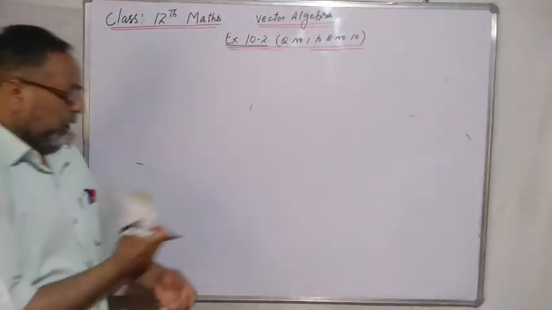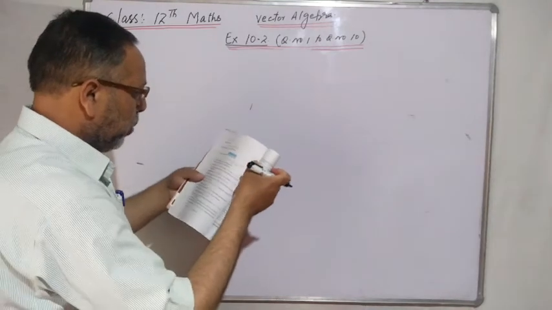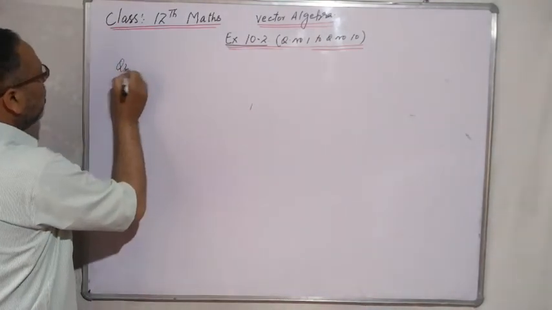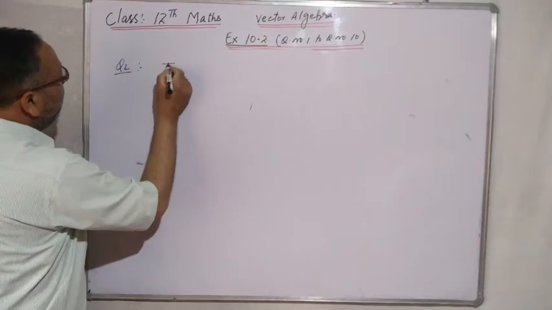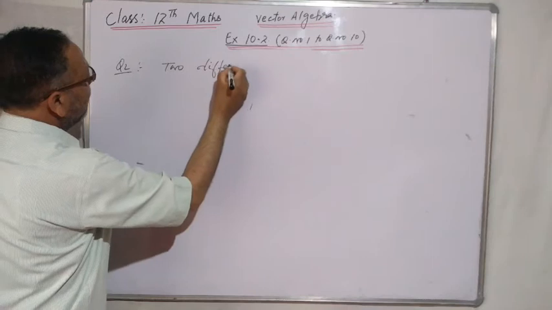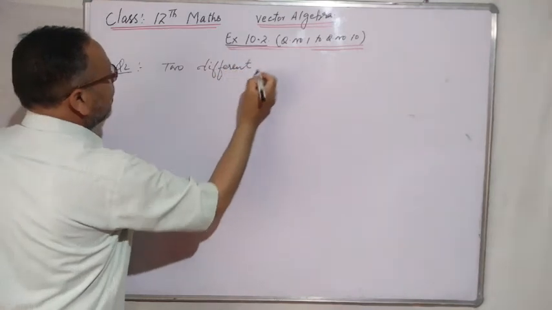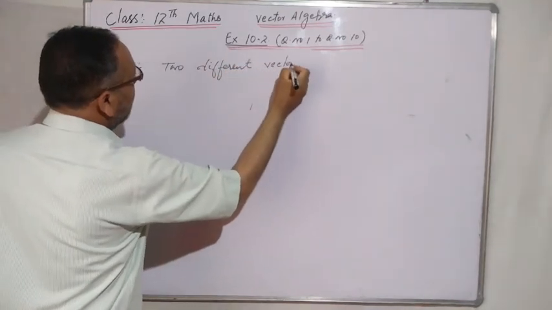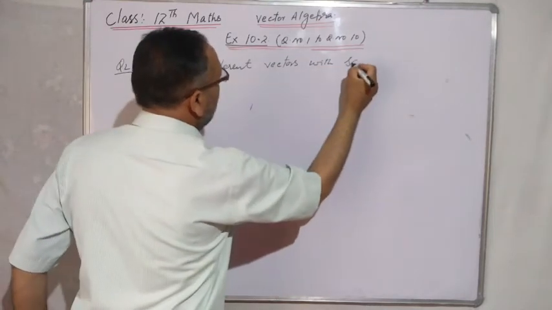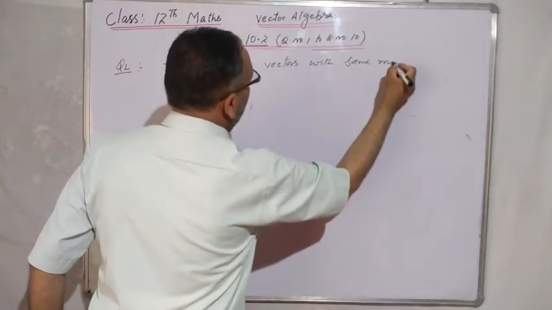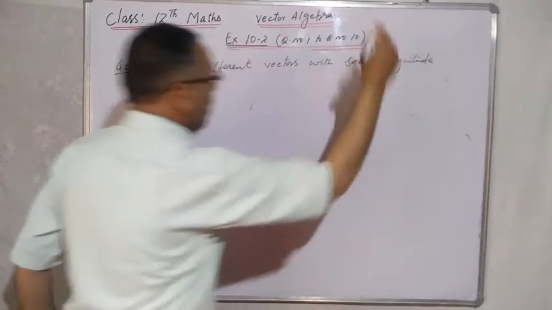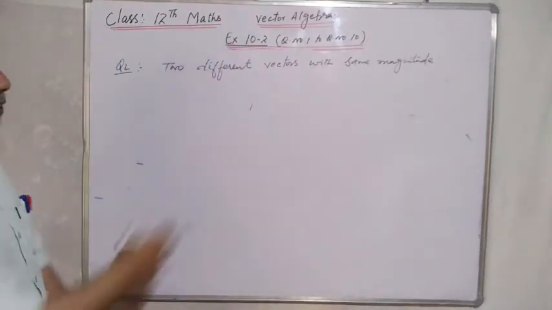So our second question is, write two different vectors having same magnitude. Write two different vectors with same magnitude.